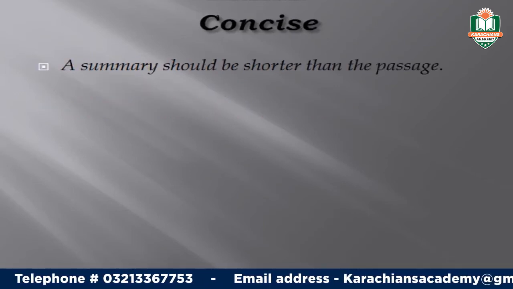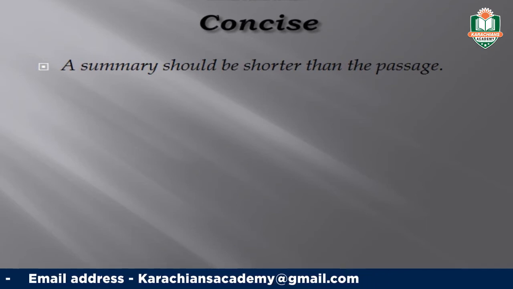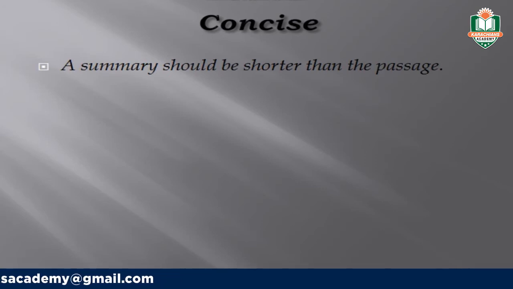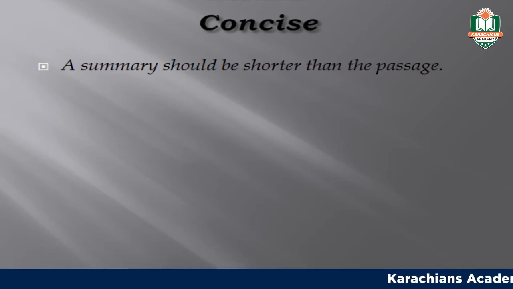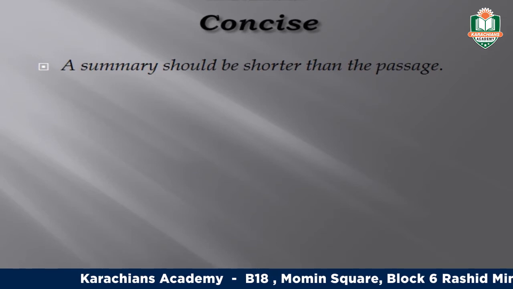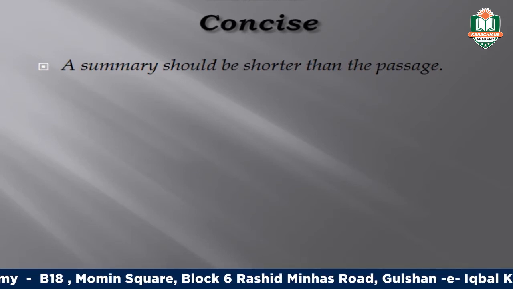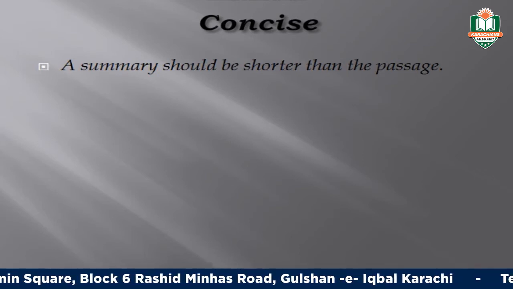Now, while we'll be doing this, there are some features we should keep in mind. The first feature is, as the name summary also suggests, that it should be concise. It should be shorter than the actual passage. How much shorter? Usually the word limit is given there, and in some cases it's like 1/3 of the original passage. But in the case of CIs, you are given the word limit, and you should remain within that word limit while writing the summary.